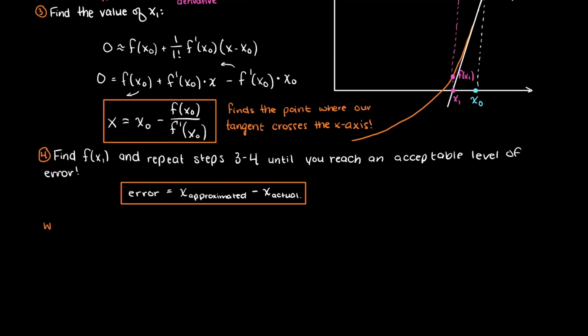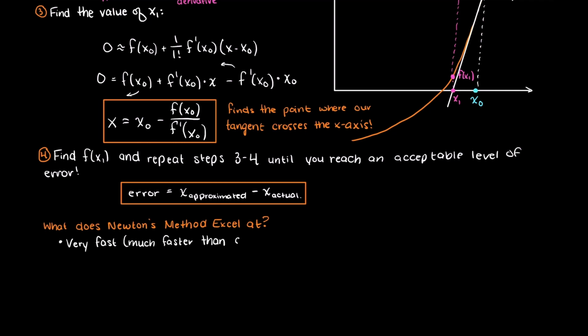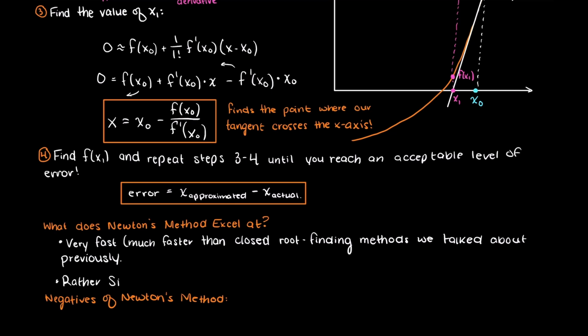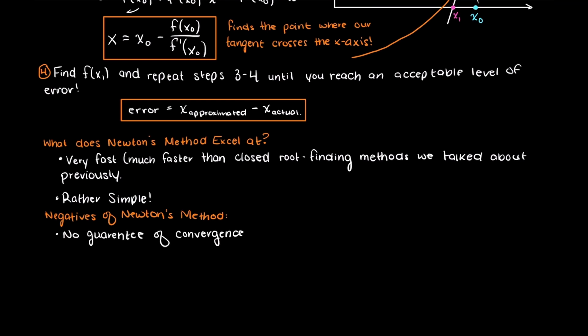So, we should also talk about what Newton's method excels at, and what can cause Newton's method to fail. Newton's method is very fast at finding some roots, much faster than the closed root finding methods that we talked about previously. However, there is no guarantee that Newton's method won't diverge.